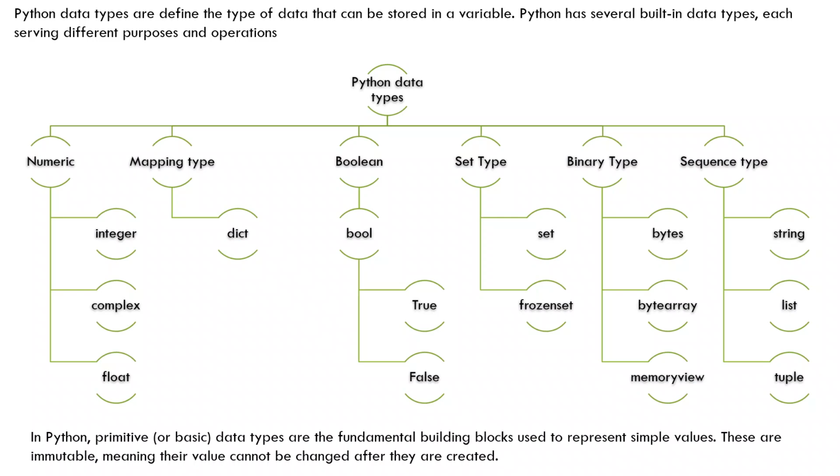So now Python data types are classified into six groups: numeric, mapping type, boolean, set type, binary type, and the sequence. And in each group we have sub data types: integer and complex for numeric, dict for mapping, bool, true or false, for boolean, set and frozenset for set, bytes, bytearray, and memoryview for the binary types, and in the sequence type: string, list, and tuple.